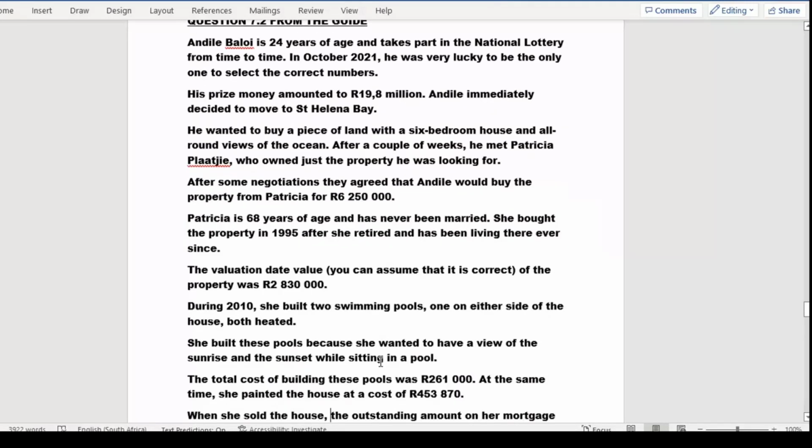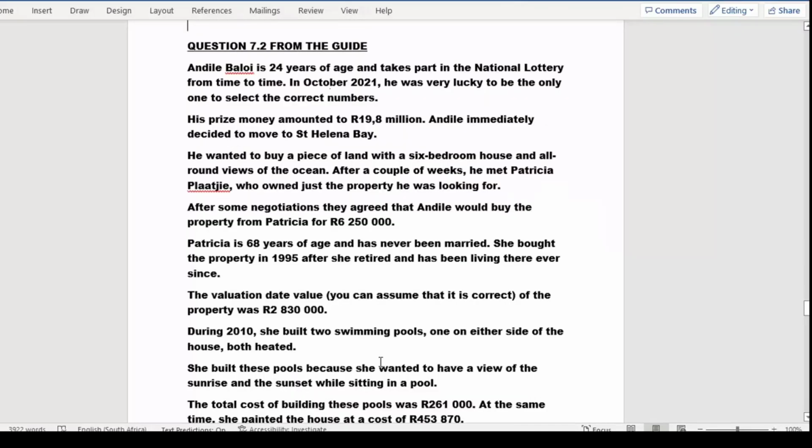Question 7.2 from the guide. Right, the question goes as follows. It says that Andile Lebalo is 24 years of age and takes part in the National Lottery from time to time. In October 2021, he was very lucky to be the only one to select the correct numbers. His prize money amounted to 19.8 million.